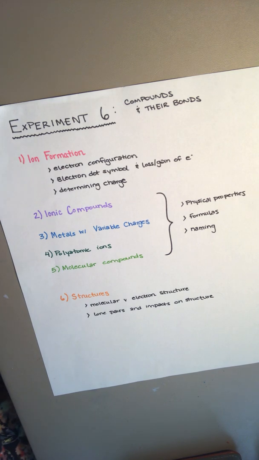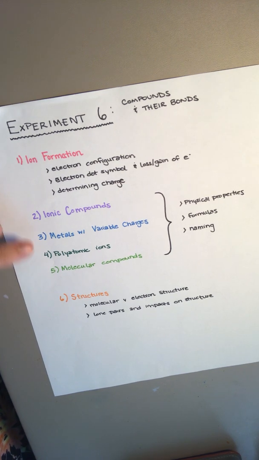So the first one is going to be ion formation. This consists of our electron configuration, electron dot symbol, as well as the loss and gain of electrons, as well as determination of charge of an actual ion. And we'll talk about how we actually get to those things in a minute.